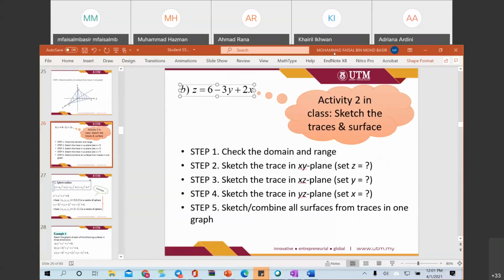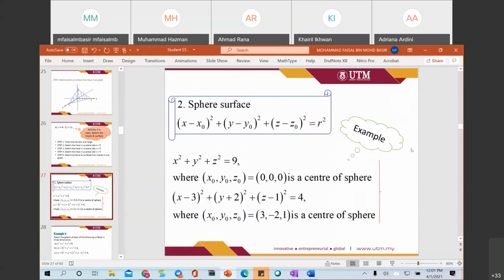So next will be sphere. Okay, sphere. If I remove this, it becomes a circle. If I add this, it is a sphere. So if this x0, y0, z0 will be the center or origin of the sphere. So if this is 0, the center of the sphere is 0, which means the sphere is at the origin.